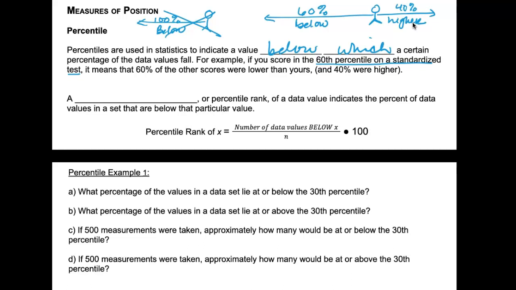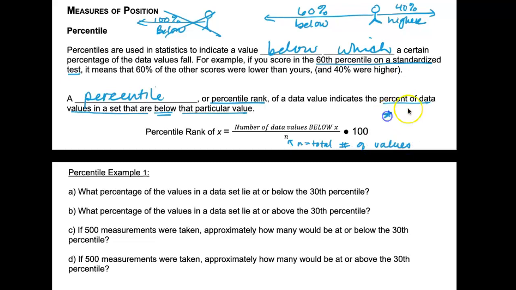Okay, so how do we find a percentile? So we've got this formula here, and a percentile, or we can also say percentile rank, like I mentioned before, it's the percent of data values in a set that are below that particular value. So we can use this formula here, which just says we take the percentile rank, whatever that is, equal to the number of values below X divided by N. N is the total number of values, and we multiply it by 100 to get a percent.